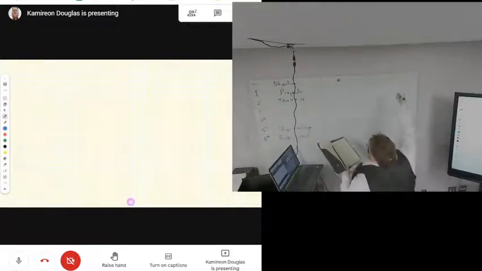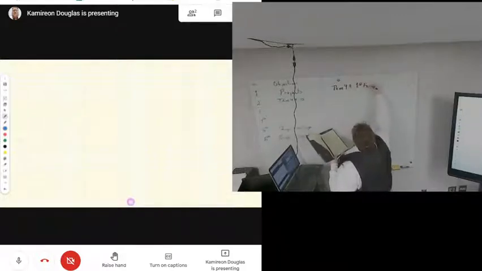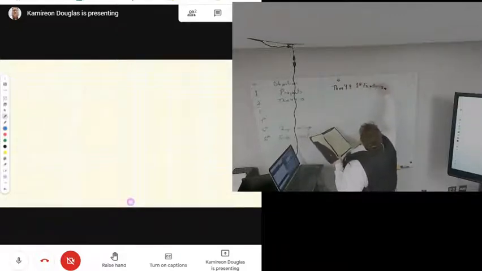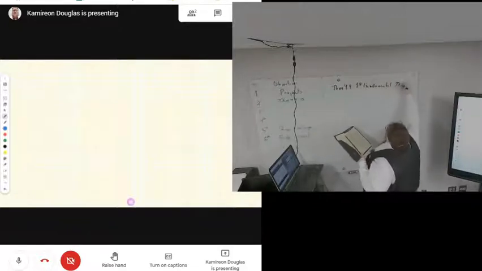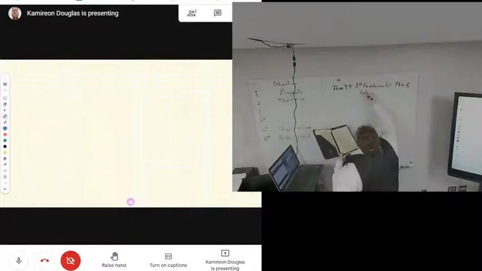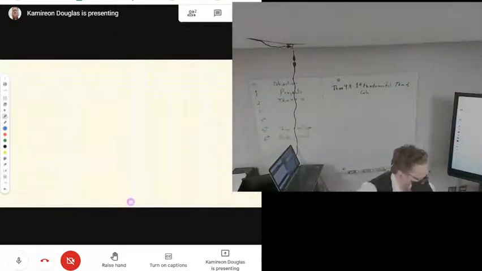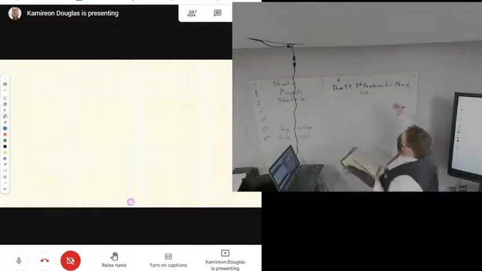Let's get going. Theorem 4.9. This theorem has a very special name in calculus. It is called the first fundamental theorem of calculus. It states that, and we've actually seen this theorem from last time, the integral and the area are connected by the formula.